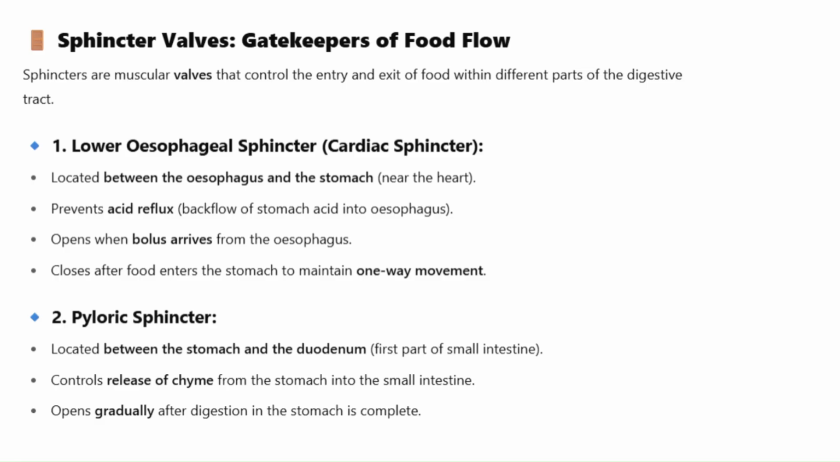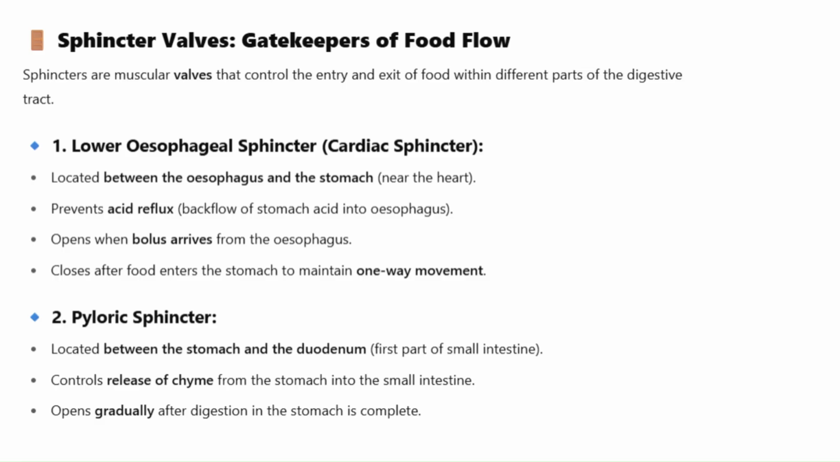Sphincter valves. Gatekeepers of food flow. Sphincters are muscular valves that control the entry and exit of food within different parts of the digestive tract. 1. Lower esophageal sphincter, cardiac sphincter. Located between the esophagus and the stomach, near the heart. Prevents acid reflux, backflow of stomach acid into the esophagus. Opens when bolus arrives from the esophagus. Closes after food enters the stomach to maintain one-way movement.